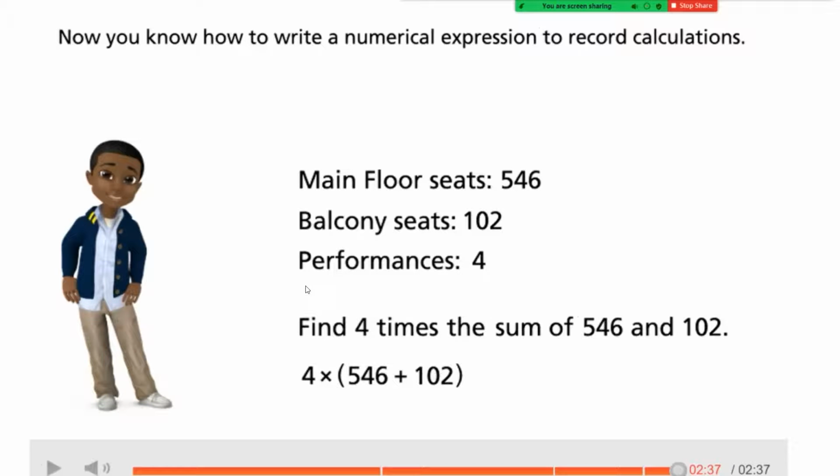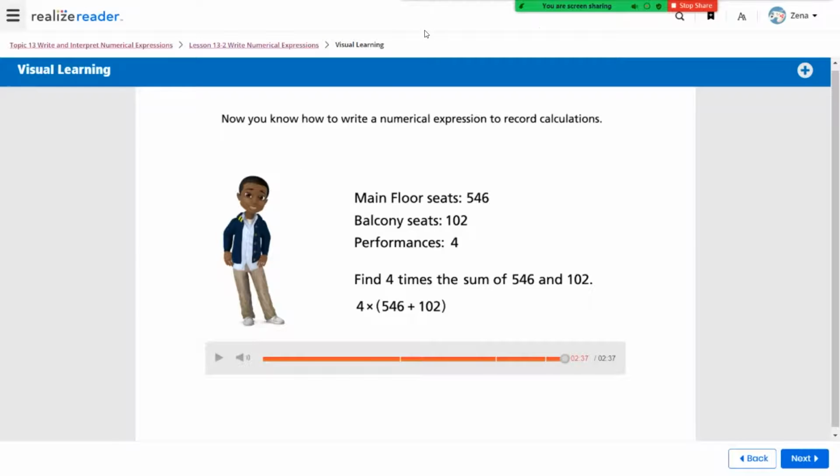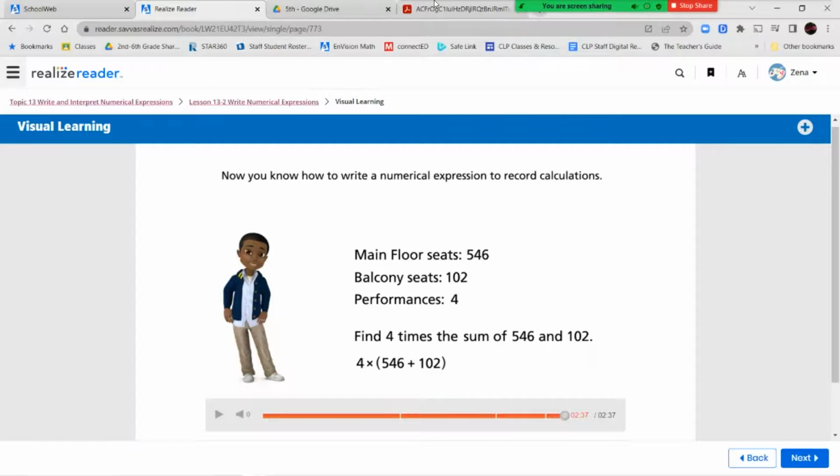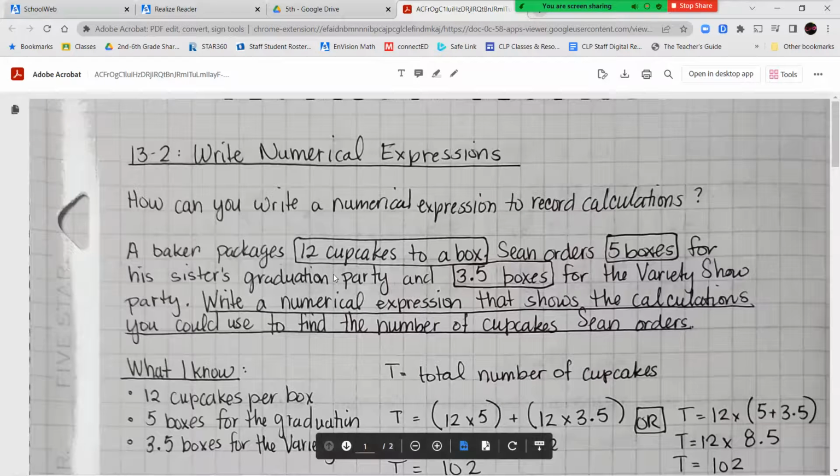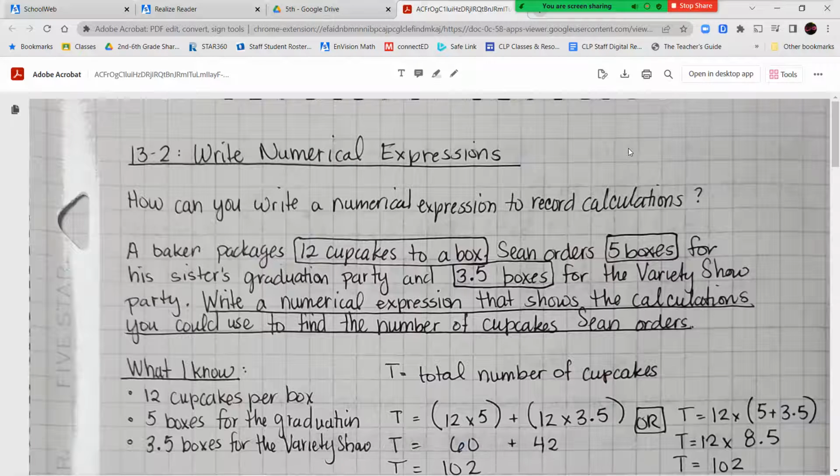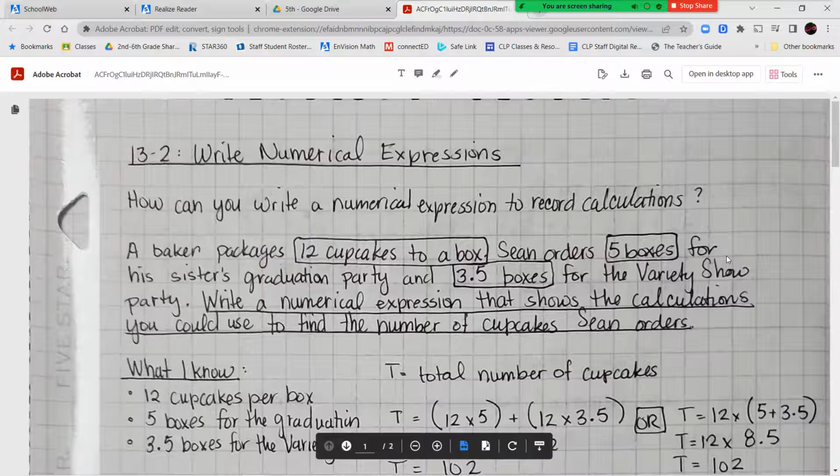All right, now let's get into our notes and our guided practice together. Our notes are titled, again, with the same title that we have for our lesson, Write Numerical Expressions. And our focus question for this lesson is going to be, how can you write a numerical expression to record your calculations? So let's take a look at our first example. It says a baker packages 12 cupcakes to a box. Sean orders 5 boxes for his sister's graduation party and 3.5 boxes for the variety show party.